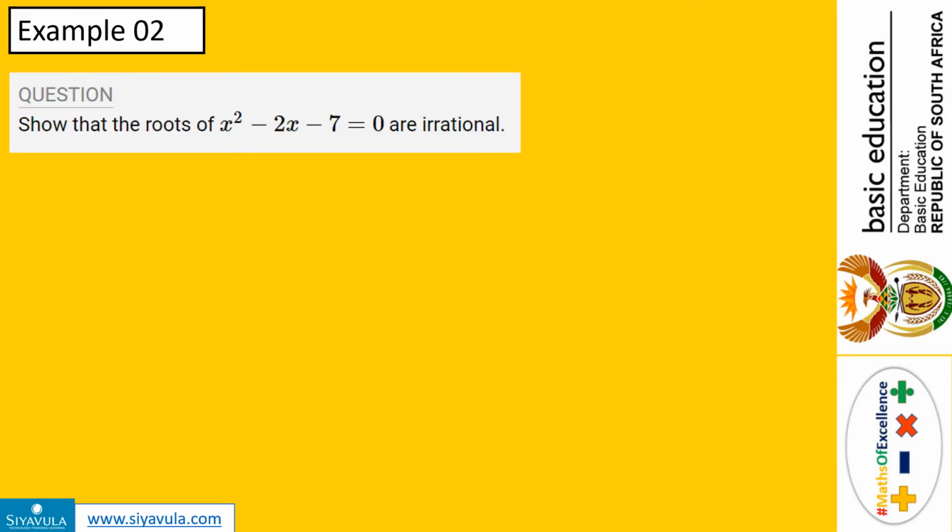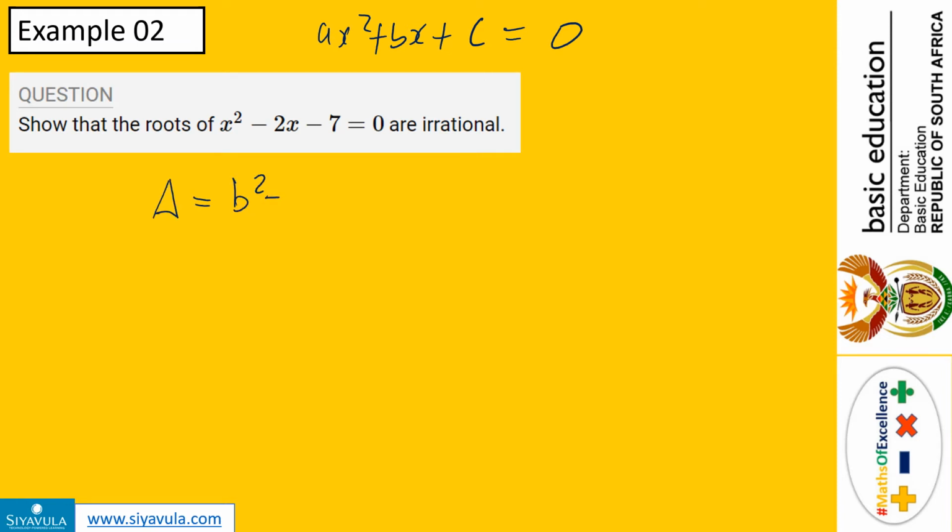Example number 2. They say show that the roots of x squared minus 2x minus 7 equals 0 are irrational. We want to see whether these roots are irrational. First step, check whether your quadratic equation is in the standard form x squared plus bx plus c equals 0. If it's in that standard form, you just calculate delta, because delta, or the discriminant, will help you to determine the nature of your roots. So we're going to calculate delta.